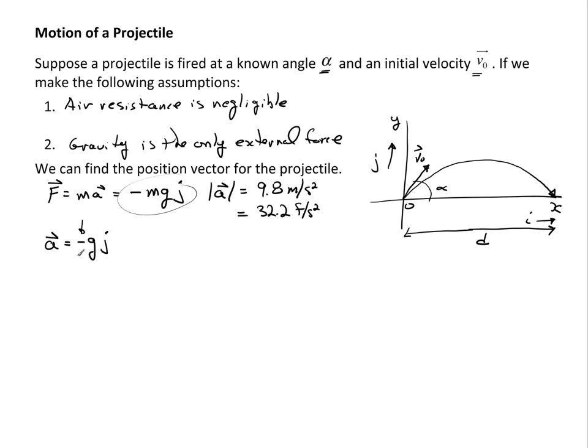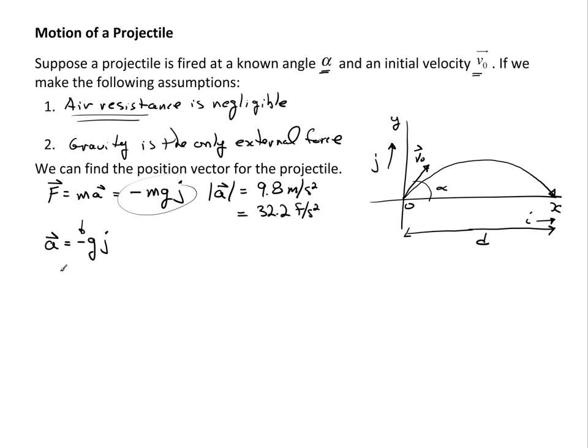Now, what just happened to mass? Well, you remember the idea of you drop a ball or a feather. With negligible air resistance, they drop at the same rate. So the acceleration is independent of mass in a vacuum, and that's the idea of negligible air resistance. So acceleration is really nothing more than negative g j.